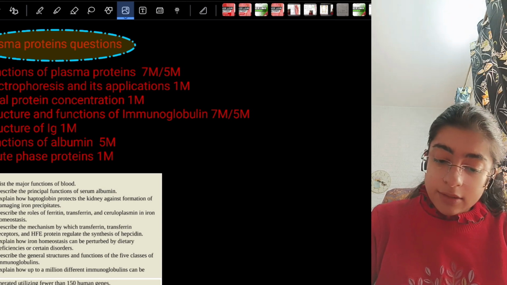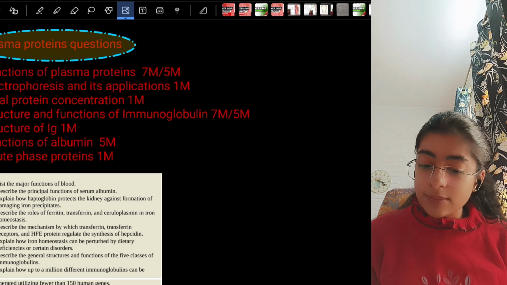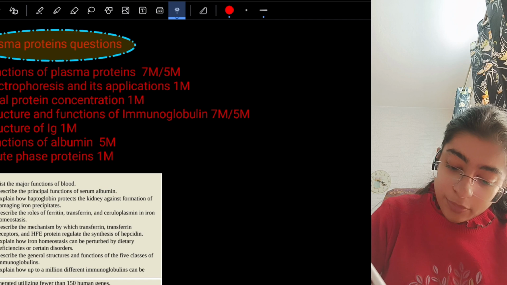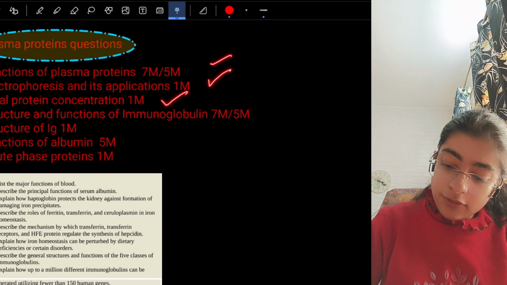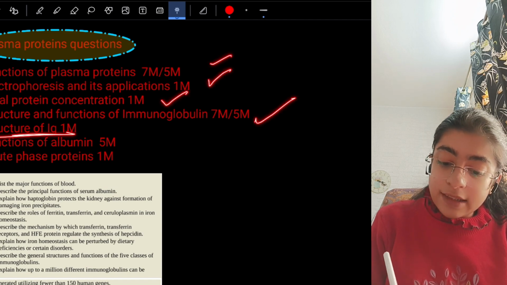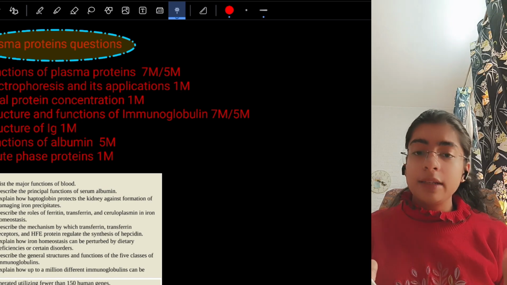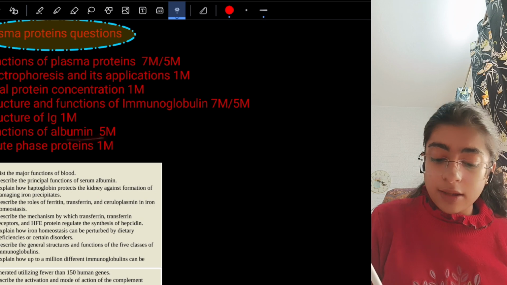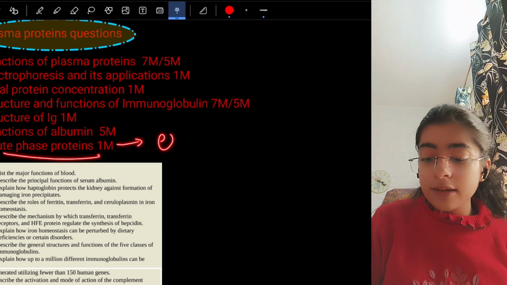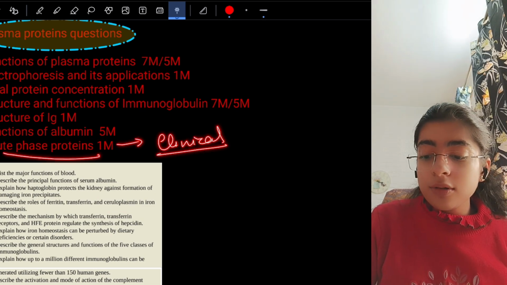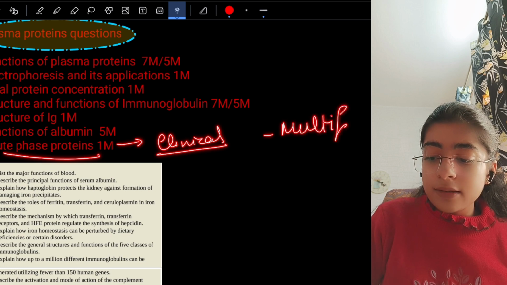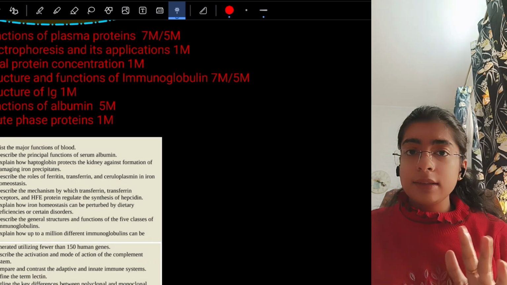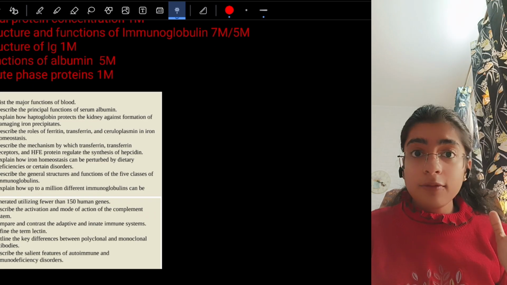So first of all, the functions of plasma proteins, electrophoresis and its applications, total protein concentration, structure and function of immunoglobulins, structure of IgM, IgG, whatever it is, what is the valency of each antibody, and functions of albumin. Acute phase proteins can come as a clinical question, and also multiple myeloma is a very important 5-star question. So these are basically the important questions from Harper.